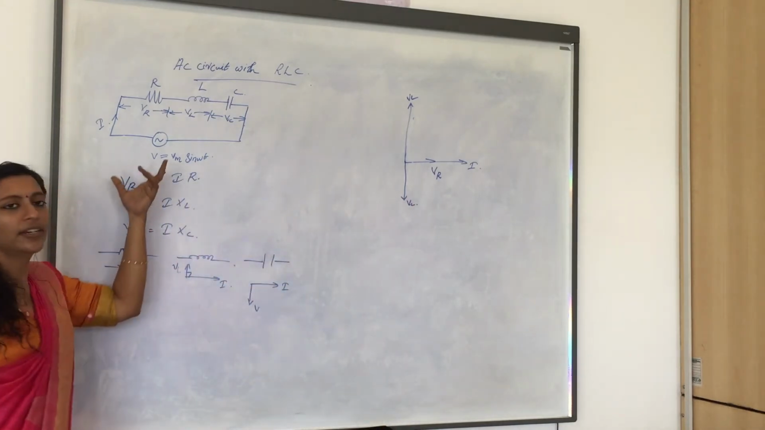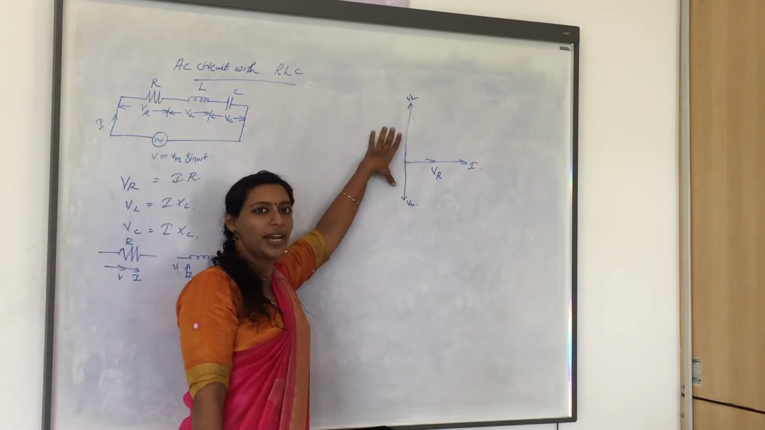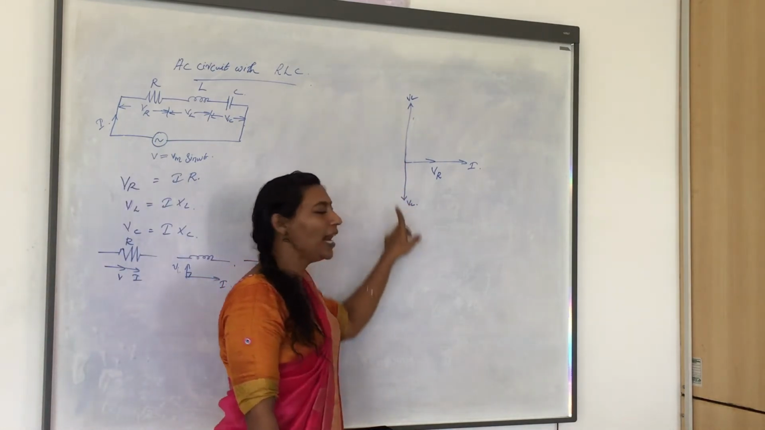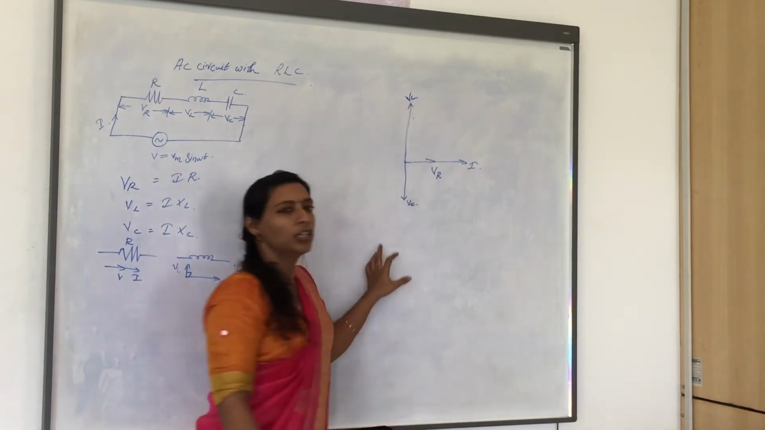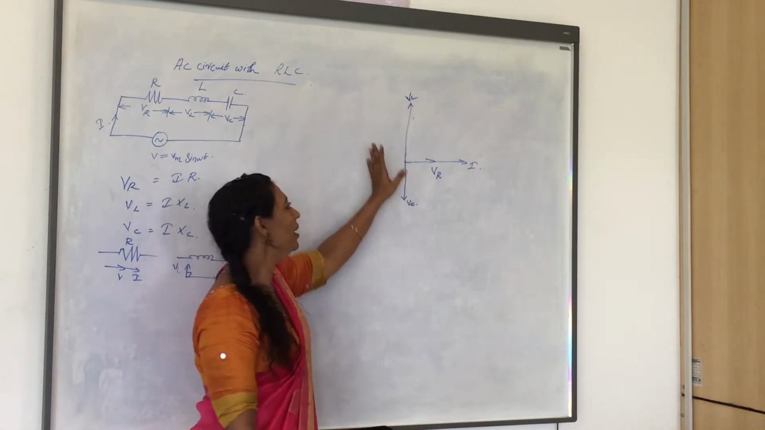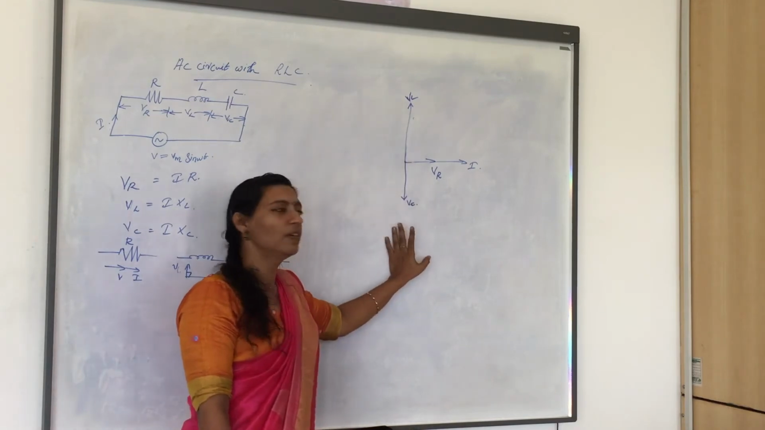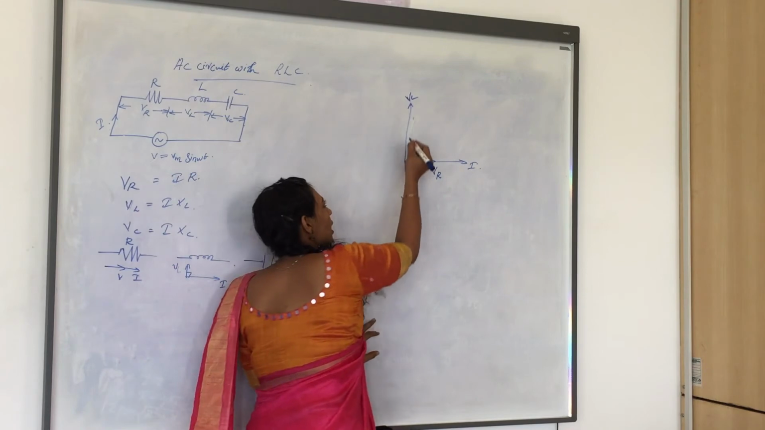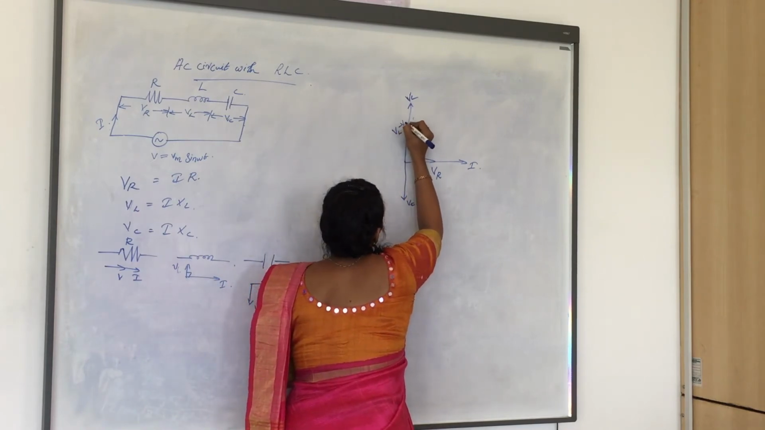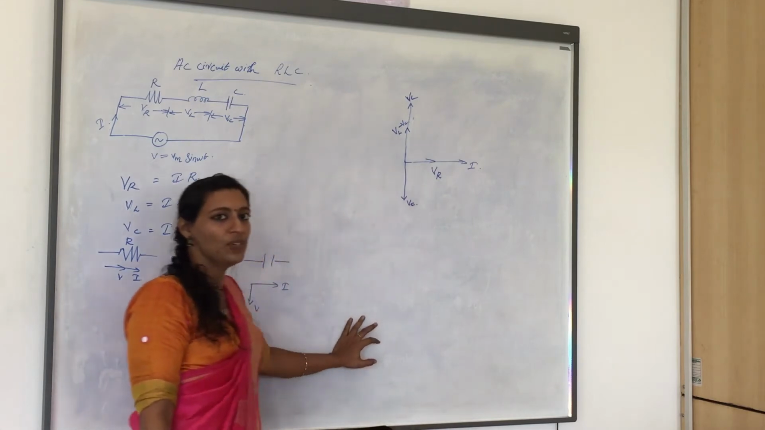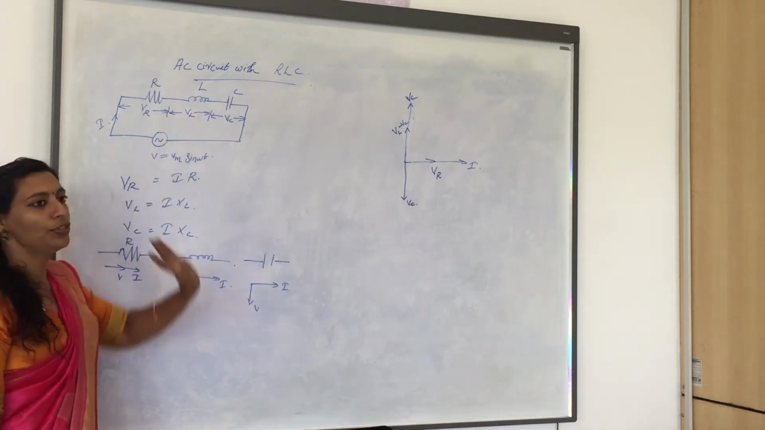Next we have to find the resultant voltage. By moving to the phasor diagram, we can see that VL and VC are in phase opposition. Therefore, the difference will be taken. We are considering VL is greater than VC. Therefore, VL minus VC will be coming to the upper portion.